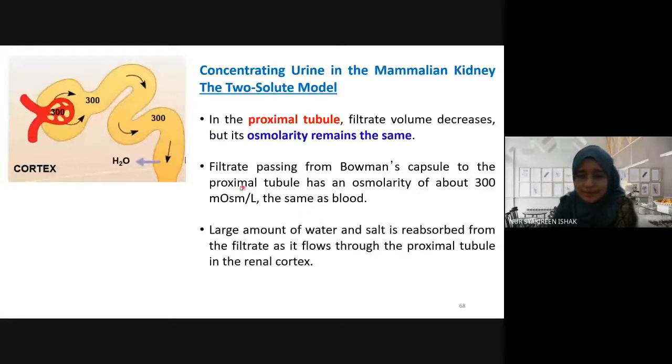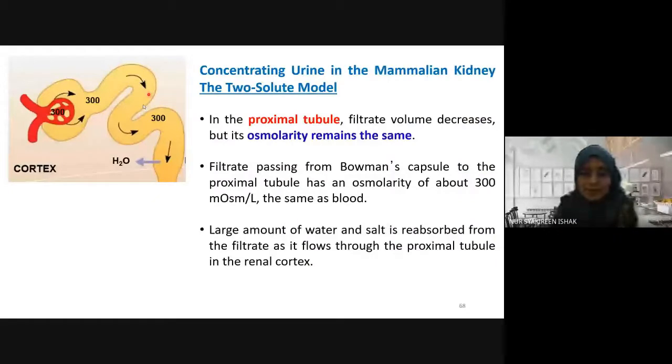So filtrate passing from the Bowman capsule to the proximal tubule has an osmolarity of about 300 milliosmol, the same as the blood. Okay, so a large amount of water and salt is being reabsorbed from the filtrate as it flows through the proximal tubule in the renal cortex. This is the cortex region of the kidney. So tolong tulis kat sini, jot down. Okay, so you have reabsorption of water keluar, and also sodium chloride keluar. So this maintains the filtrate at 300 milliosmol.